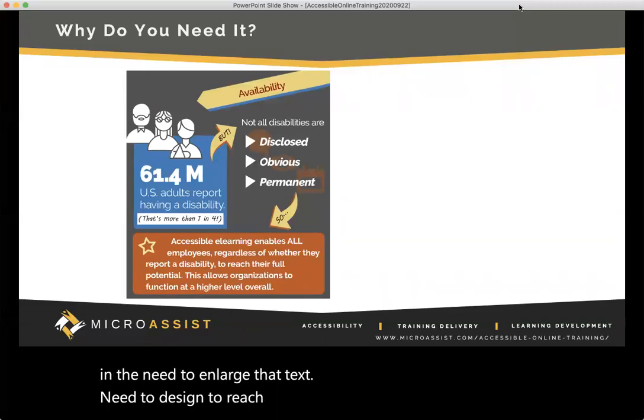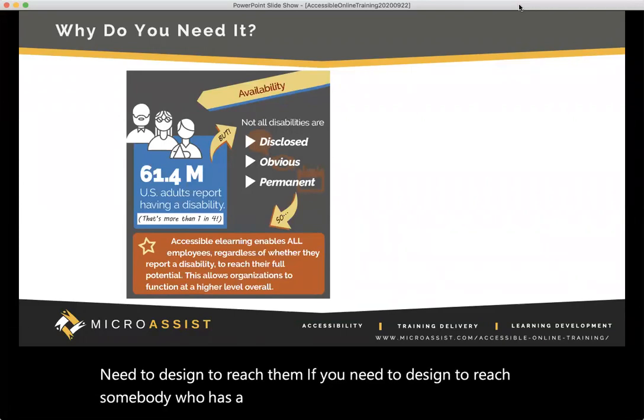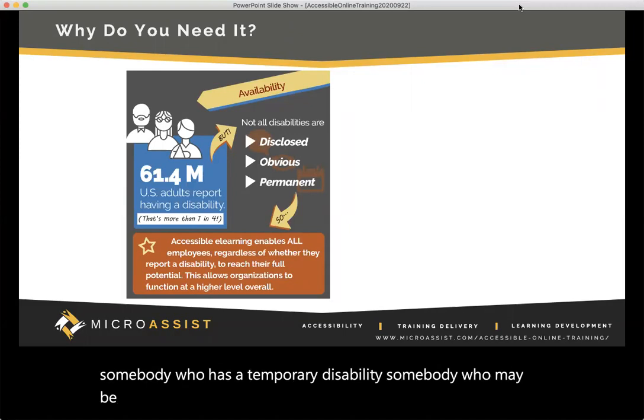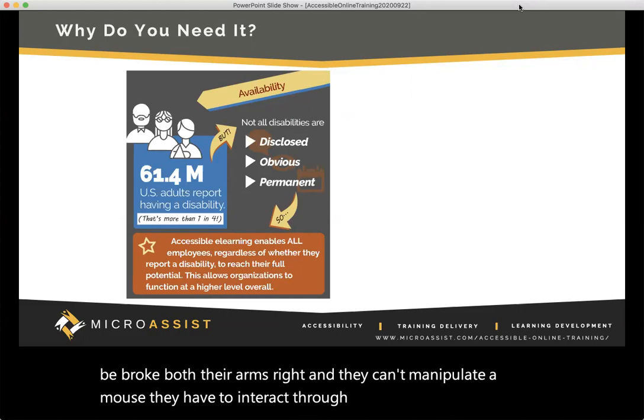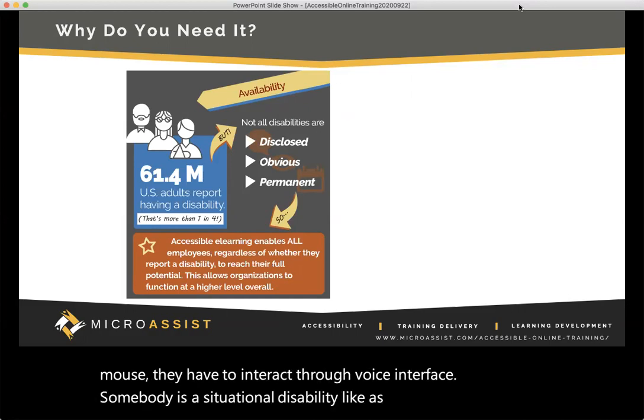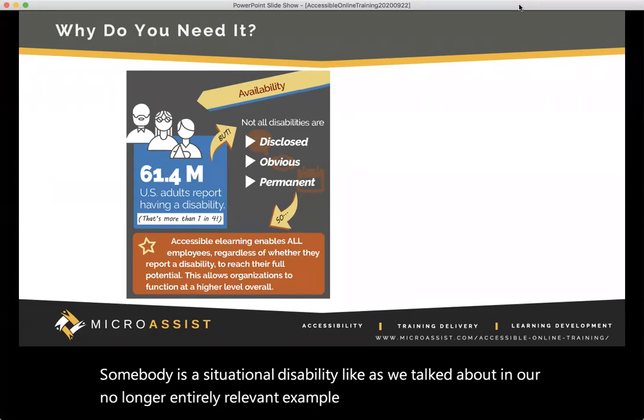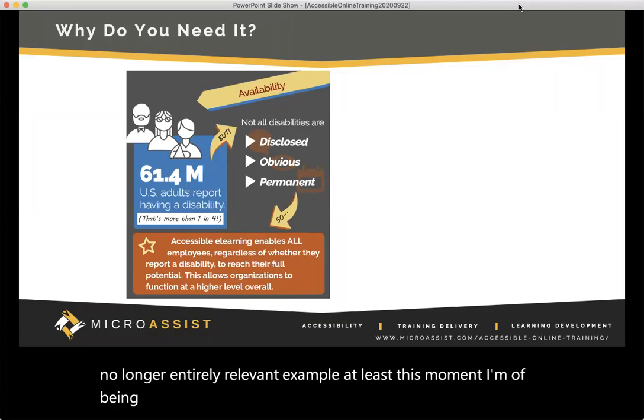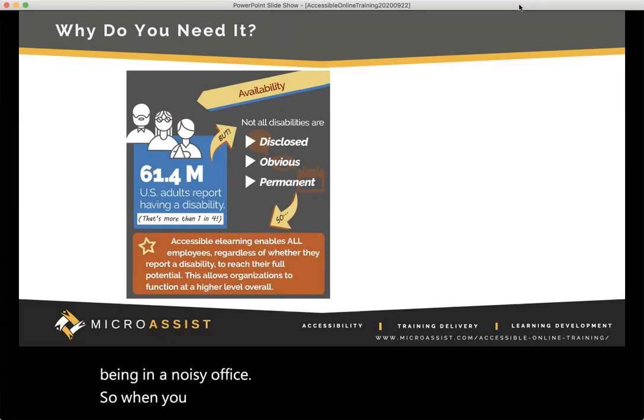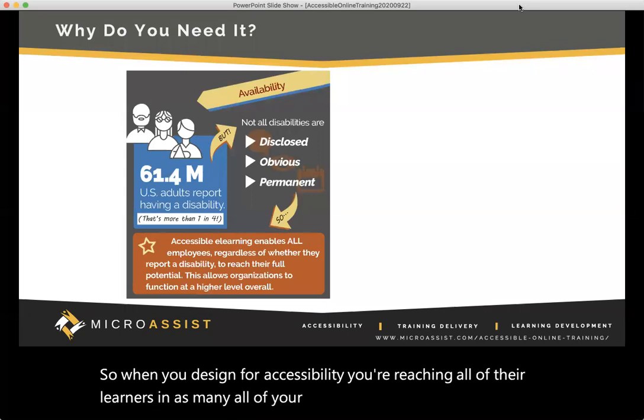You need to design to reach somebody who has a temporary disability, somebody who maybe broke both their arms, right? And they can't manipulate a mouse, they have to interact through a voice interface. Somebody with a situational disability, like, as we talked about in our no longer entirely relevant example, at least at this moment in time, of being in a noisy office. And so when you design for accessibility, you're reaching all of your learners in as many ways as you can.